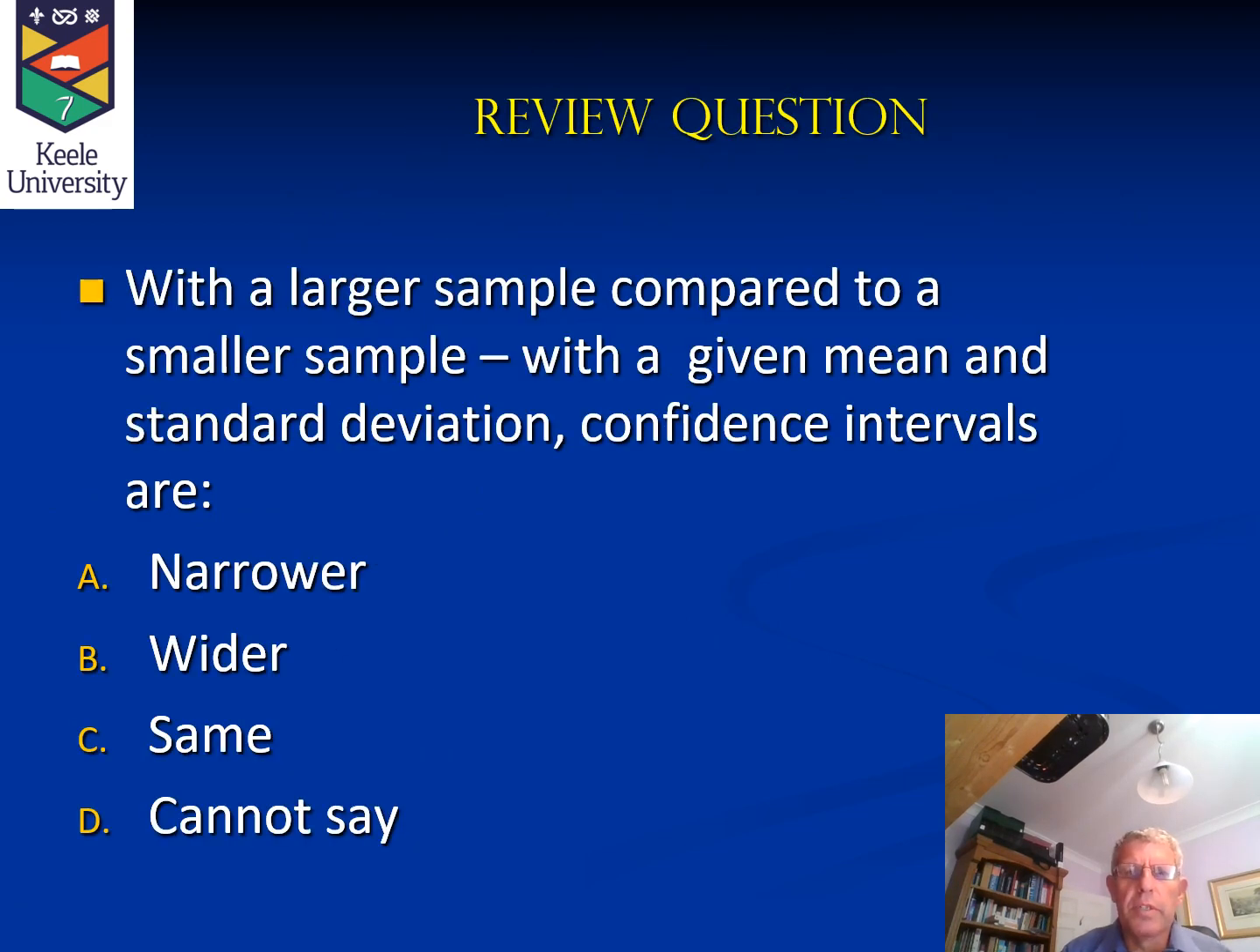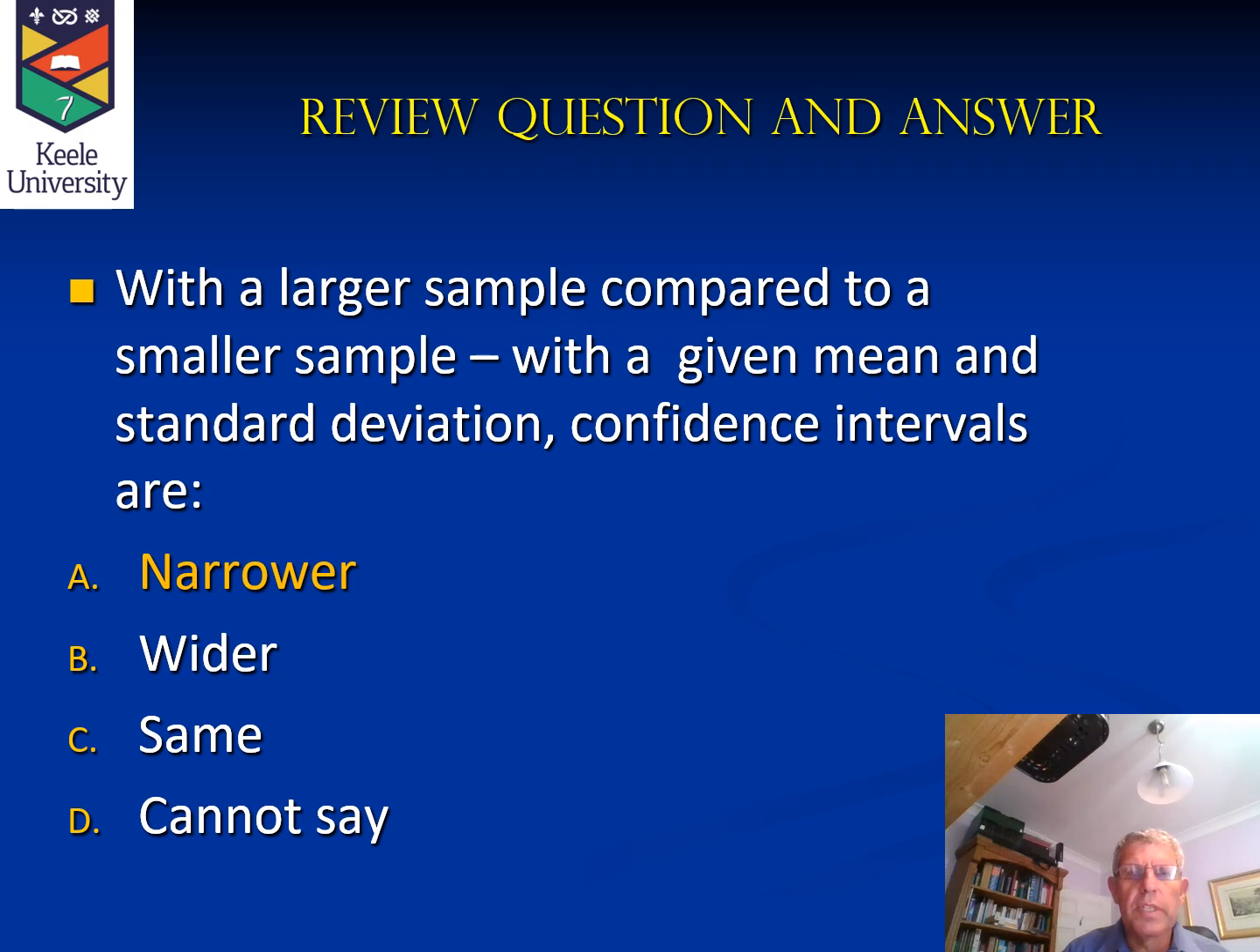Bearing in mind what we just talked about, let's have a review question. With a larger sample compared to a smaller sample, and with a given mean and standard deviation, will the confidence intervals be narrower, wider, the same, or cannot say? So those are the 4 options to think about. So we can see that with a larger sample size compared to a smaller sample size, for a given mean and standard deviation, the confidence interval will be narrower.